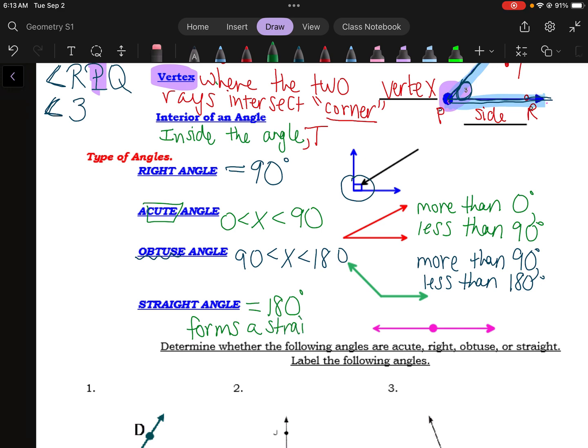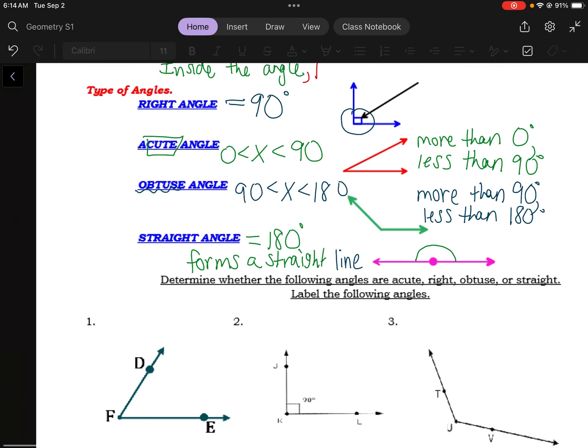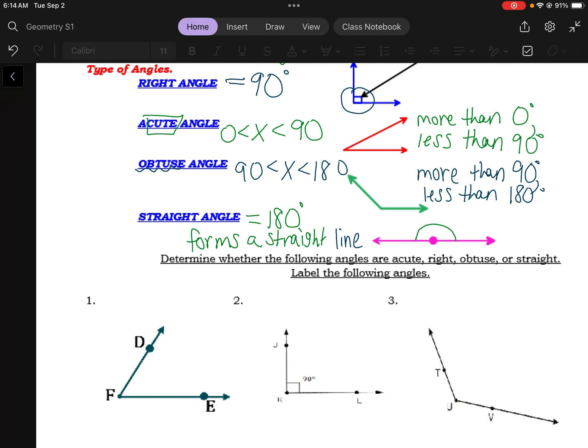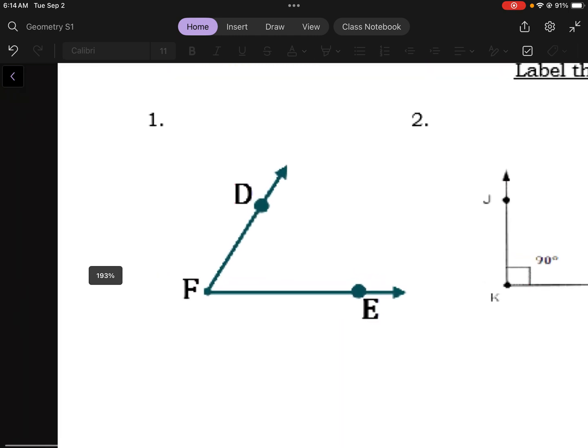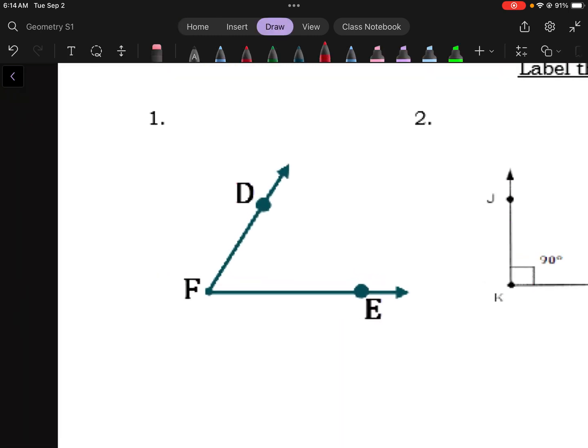How will you know that it's an angle instead of a line? Well, it has this point in between. It might have this little curve right there. So then you know that it's an angle, and it's going to have two rays going in opposite directions. Okay, so looking at these types, let's figure out if it's acute, right, obtuse, or straight, and then we're going to label the angles. Again, we're just learning the language today. Number 1: it doesn't have the box, it's not straight, and it's smaller than 90 degrees. So it is an acute angle.